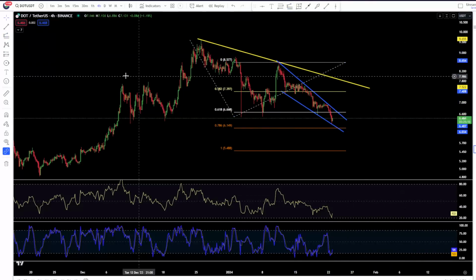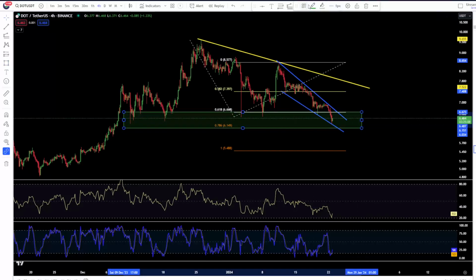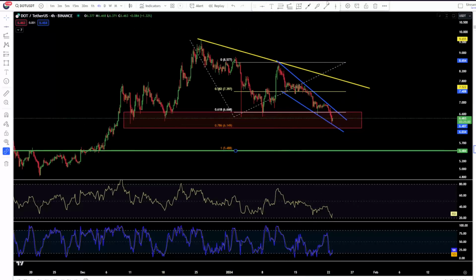And here we have a visible strong support zone with prices ranging from $6.67 to $6.15. But if we break out of this zone, we still have support at $5.48.